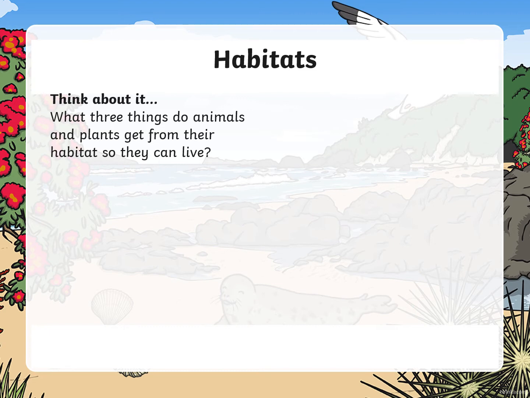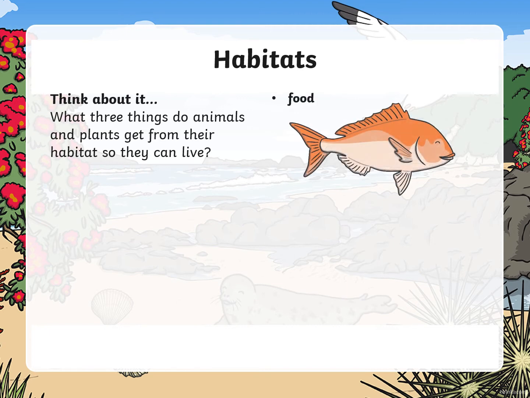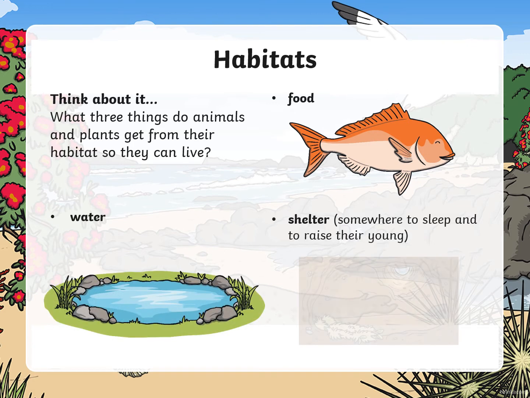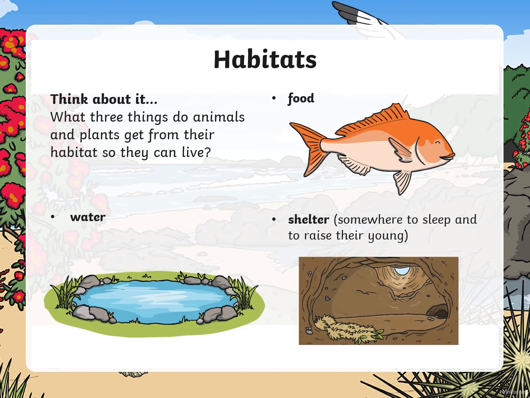Okay, habitats. Think about it. What three things do animals and plants get from their habitat so they can live? That's right, they get food from their habitat. They get water from their habitat. They also get shelter from their habitat, somewhere to sleep and to raise their young.